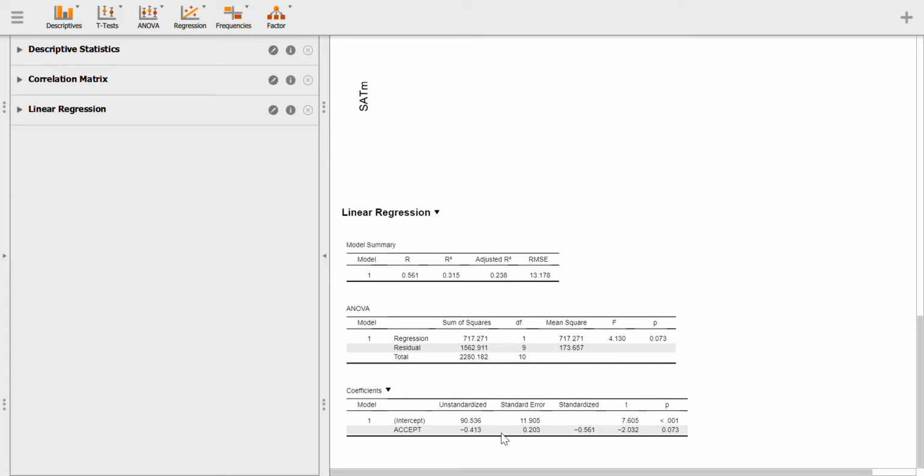And if we did a scatter plot of all of our acceptance rate by graduation rate data points, we would draw a line that intercepts the y-axis at 90.536. That's our y-intercept. And that then slopes downward by negative 0.413, rise for every unit of run. For every movement across the x-axis, you drop the y-axis by 0.413.